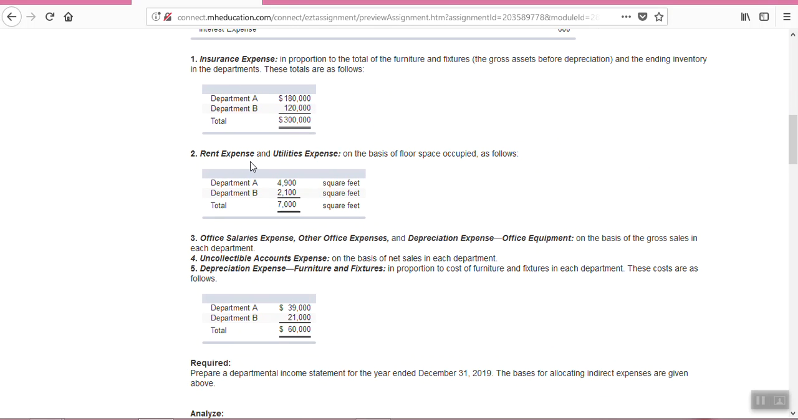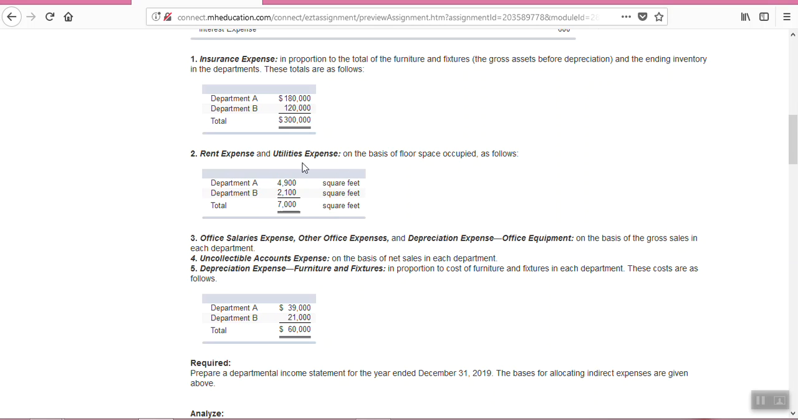Rent expense and utilities expense actually have the same basis, so I would do the same thing. It says they use floor space. So we're going to take the 4,900 square feet and divide it by 7,000 square feet total. That means Department A has 70% of the square footage, and Department B has 30%. Then you're going to take the total rent expense, multiply it by 70% and by 30%, and that's going to be Department A and Department B's share.